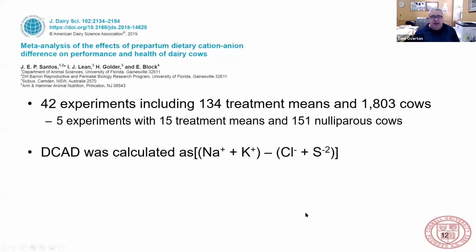So just to show you some data, this is a meta-analysis, and what a meta-analysis is, it's a summary of studies. So this is 42 different studies that have been done over the years with DCAD. Involving about 1,800 cows total. So again, these are controlled studies done largely at universities. And again, this summarizes the data.